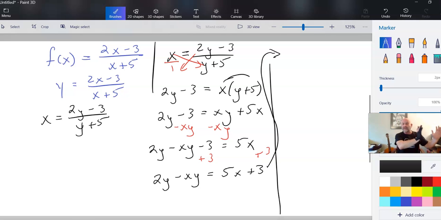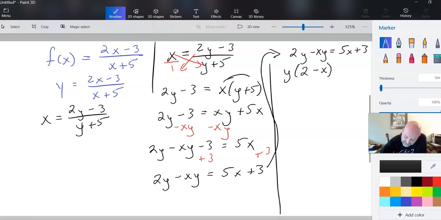Once you have all the y's on one side, every term that has a y in it needs to be on one side, and then every term that doesn't have a y in it goes to the other side. So you end up with this, right? 2y minus xy is equal to 5x plus 3. I'm going to take this y and factor it out. So that leaves me with 2 minus x. What I'm going to do now is just divide both sides by 2 minus x.